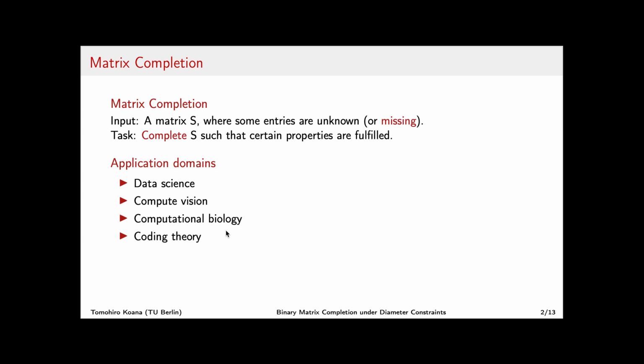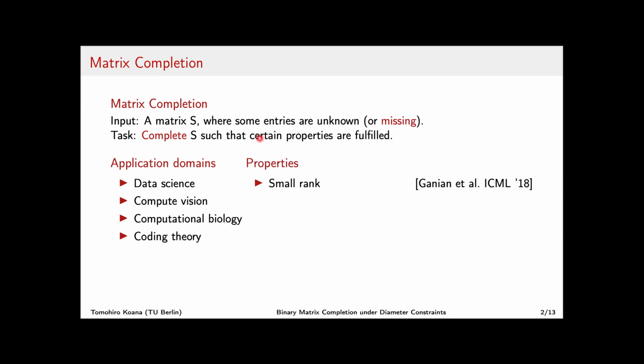And lastly, matrix completion can also model problems in coding theory. In coding theory, one might want to develop some strings where the pairwise distance is neither too far nor too close. And this problem, as we shall see in the next slide, is modeled very closely by our problem.